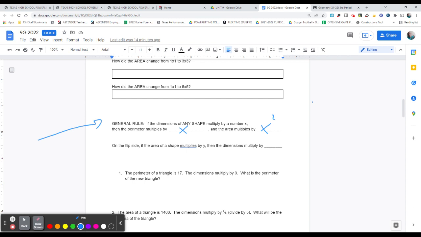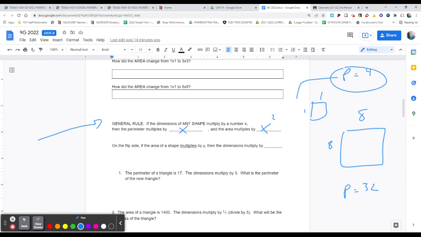All right, so for instance, when we had our 1 by 1 square, and let's say we have a similar square that's 8 by 8. Well, the perimeter of the original one was 4. The perimeter of this new one is 32. So the dimensions multiplied by 8, because we went from 1 by 1 to 8 by 8. Well, the perimeter multiplied by 8 as well because it was originally 4 and it multiplied to 32. So whatever the dimensions multiply by, the perimeter multiplies by the same thing.